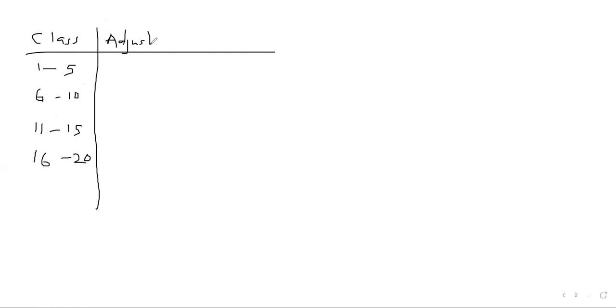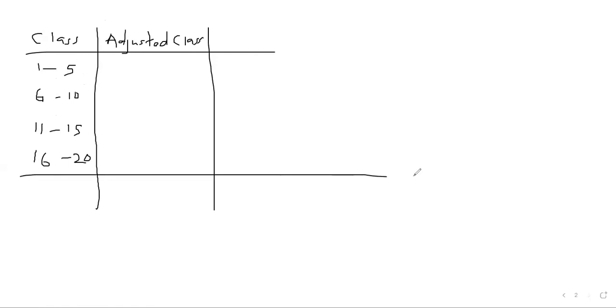You adjust the class by subtracting 0.5 from the lower bound and adding 0.5 to the upper bound. This only happens if these numbers are not the same. Ideally, if there was 5 here and 5 there, I wouldn't do what I'm doing. So the lower bound becomes 0.5, and the upper bound becomes 5.5. Subtract 0.5 here, it's 5.5; add 0.5 there, it's 10.5. Subtract there, 10.5; add on the other side, 15.5. Subtract here, 15.5; add there, 20.5.